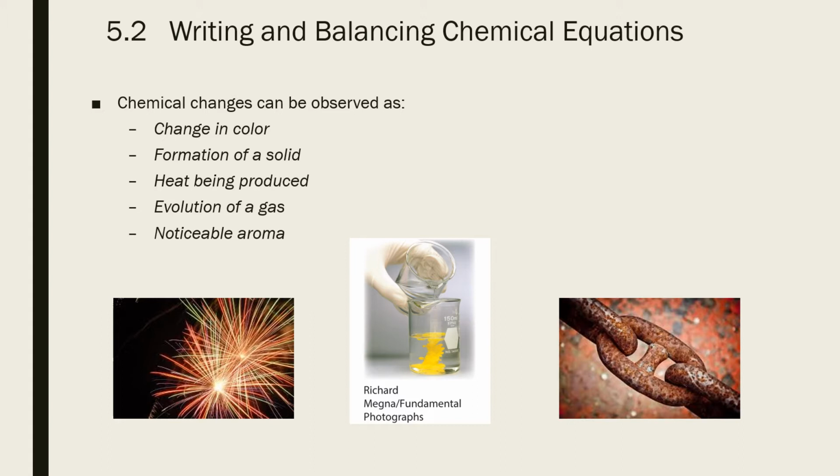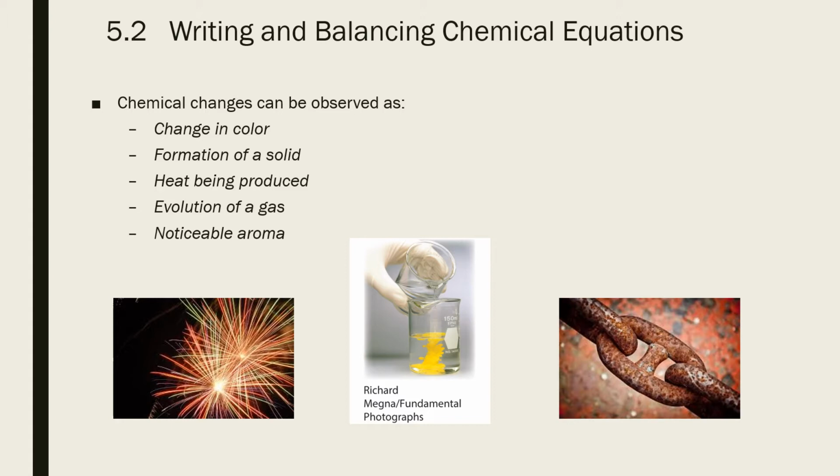Now, because all elements and compounds and atoms and bonds are so small, we can't really see them. So how do we know if a chemical reaction is taking place or not? The answer is that we don't actually look for the bonds being formed. We look for some other evidence or other indications of a chemical reaction or a chemical change.